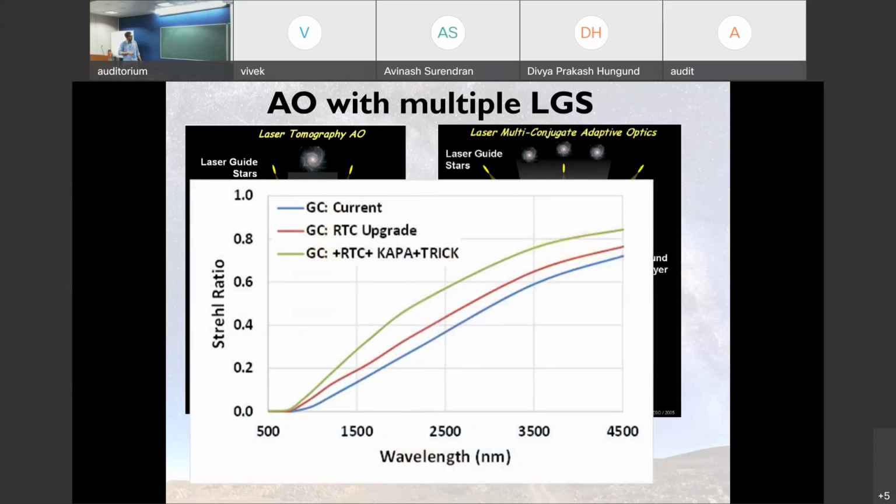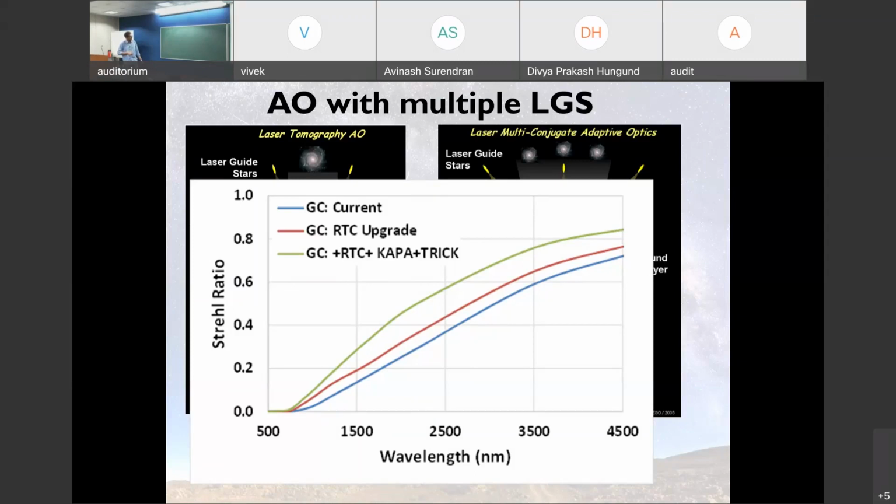So KAPA is primarily for galactic center science because it gives a high enough Strehl ratio for an extended object of size like 10 arc-seconds or 20 arc-seconds. And it gets poor much farther away from that. So there are 3 stages of upgrades which are happening in the Keck I telescope.